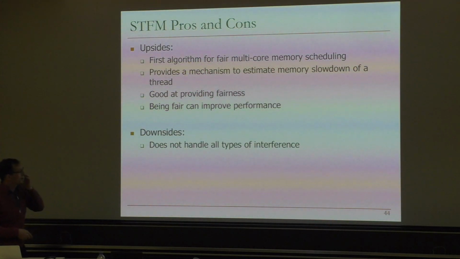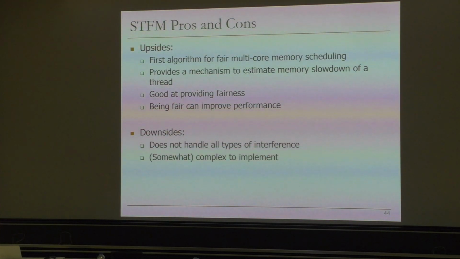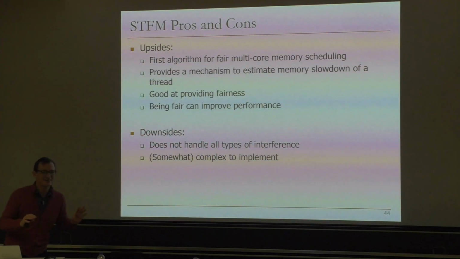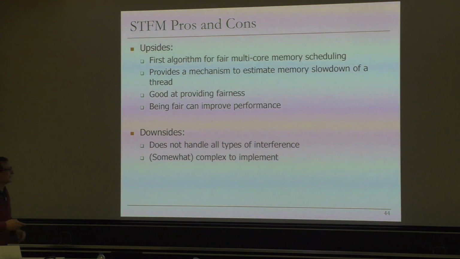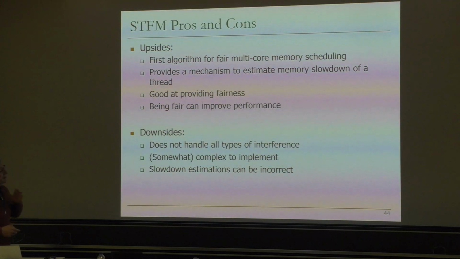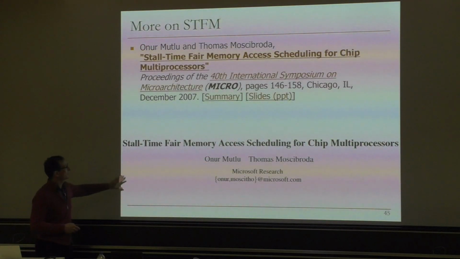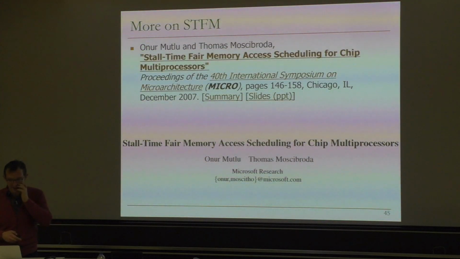So the downsides, of course, it doesn't handle all types of interference. I'll give you an example in a little bit. It's somewhat complex to implement. It's not easy to implement this. And slowdown estimations can be incorrect, actually. But I would encourage you to take a look at this.